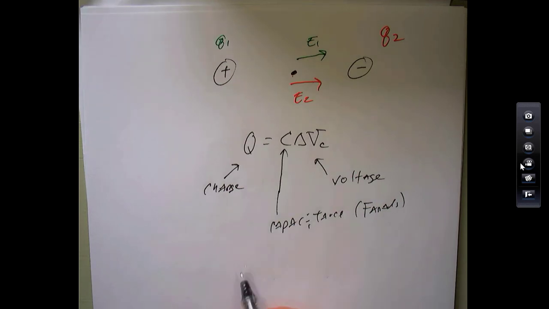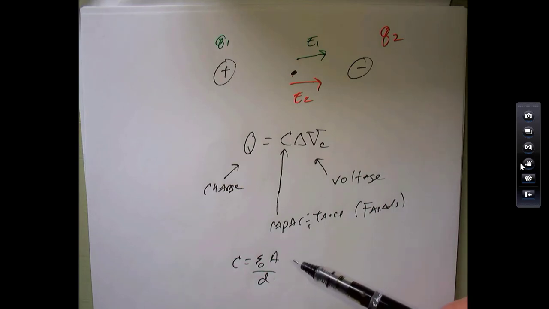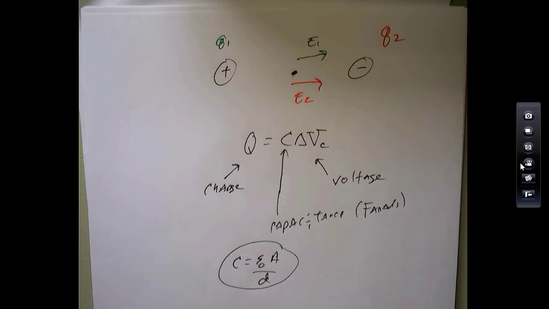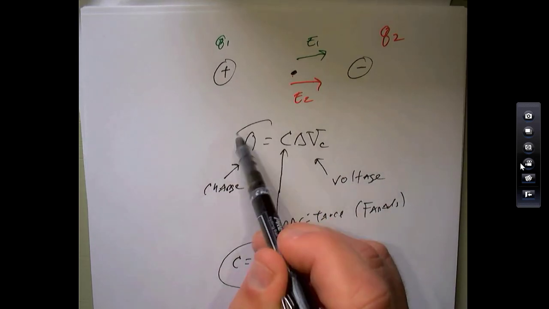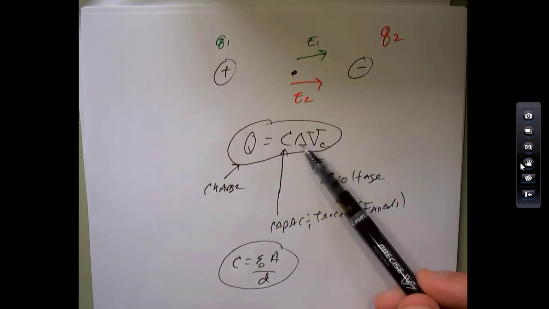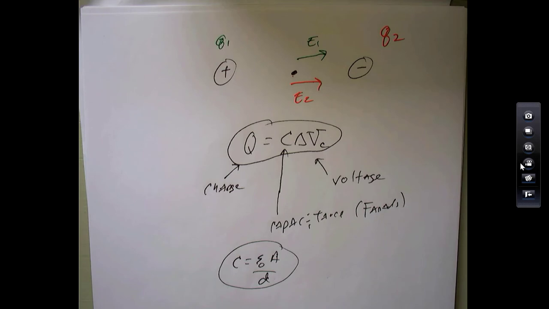And for a parallel plate capacitor, capacitance was epsilon naught A over d. Okay, so I said it just depended on the physical parameters. By that I mean the area of the plate and the plate separation. This A is just the area of one of the plates. Little d here is the distance between the plates. Okay, so we have this for the capacitance of a parallel plate capacitor. The charge on a capacitor is proportional to the voltage, and that's the constant that relates those together.